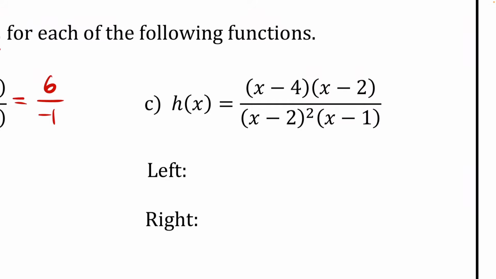In part C, again, I'm plugging in 2. What do you guys notice about these 2s? The bottom is bigger. Therefore, what type of feature do we have? It's a VA. This is another VA, which means we're not allowed to actually plug in 2. We need to plug in a number that's really close to 2.